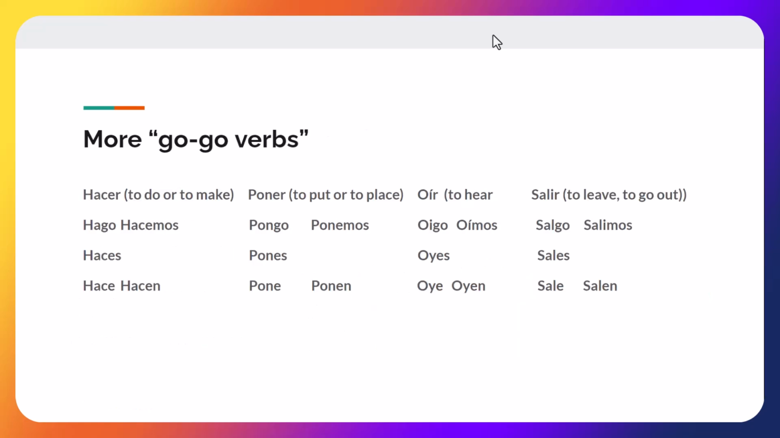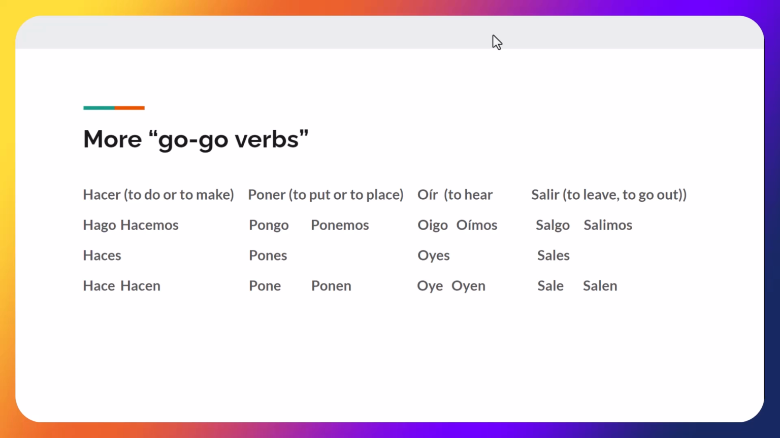All right. Now we've already hit on a couple of go-go verbs. They were stem changing. We had venir, vengo, vienes, viene, venimos, vienen, and we had tener, to have. Tengo, tienes, tiene, tenemos, tienen. Now we're going to look at some other go-go verbs here.